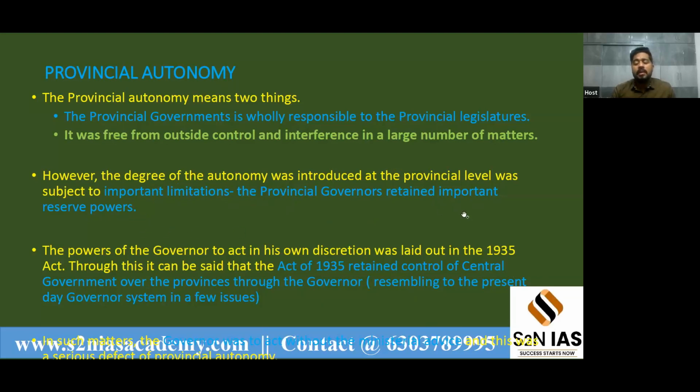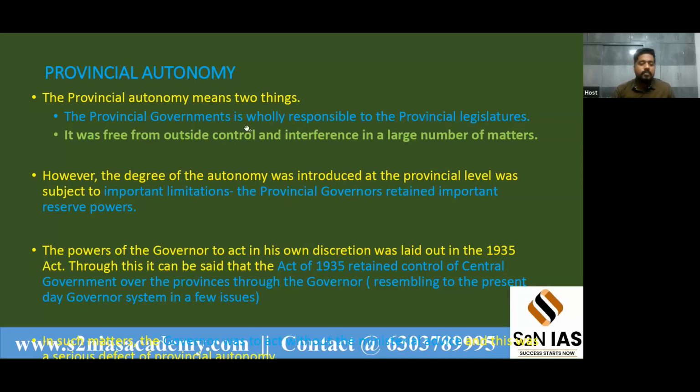Till now, the Viceroy retained the powers. Now the provincial governors retain the powers. So it doesn't make much sense, but still some framework was in place. The powers of the governor to act in his own discretion were laid down in the 1935 Act. Through this, it can be said that the Act of 1935 retained the control of the central government over the provinces through the governor. What is happening today was based on the 1935 Act.